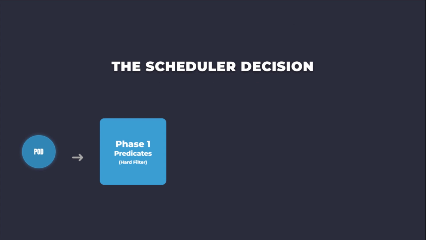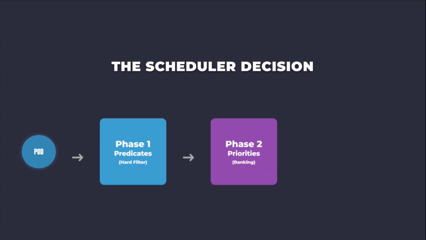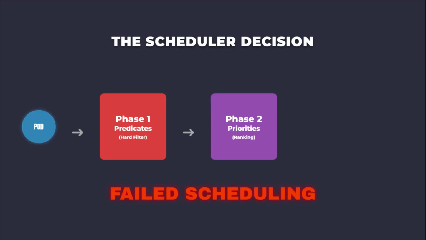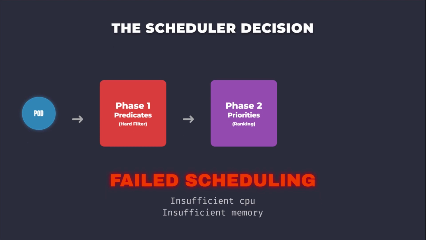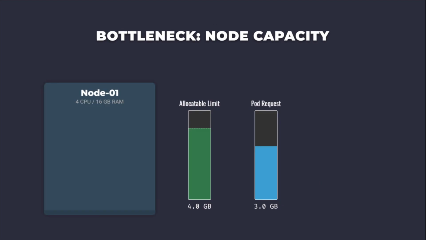The scheduler operates in two phases: predicates and priorities. Predicates are hard requirements. Failure here is the root cause of pending. We analyze the output for failed scheduling messages, specifically looking for insufficient memory or insufficient CPU messages within the event log. If the scheduler cannot satisfy all predicates, the pod remains unscheduled, regardless of priority scores. This initial command provides the exact reason code needed to proceed with targeted debugging.